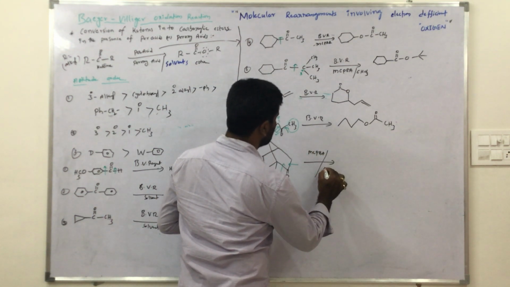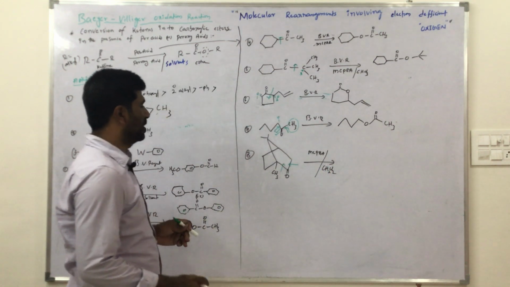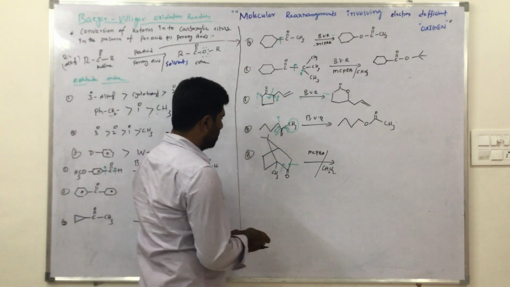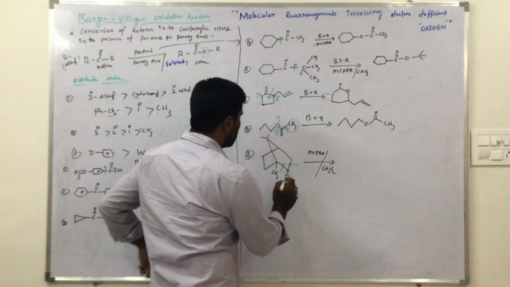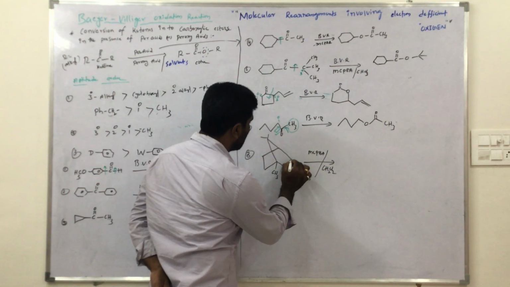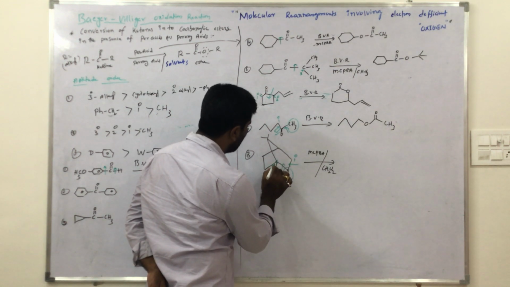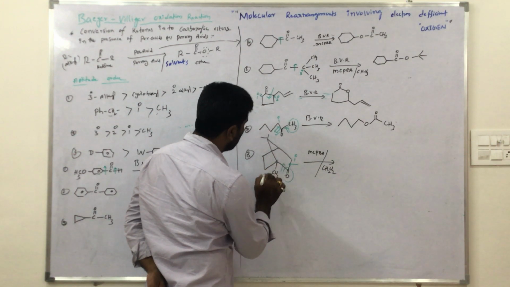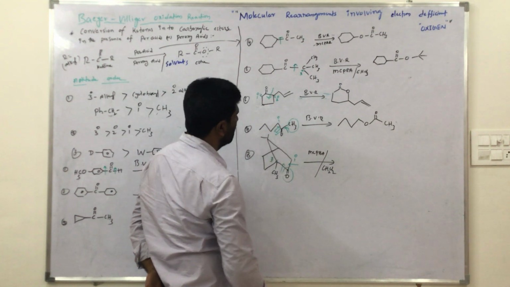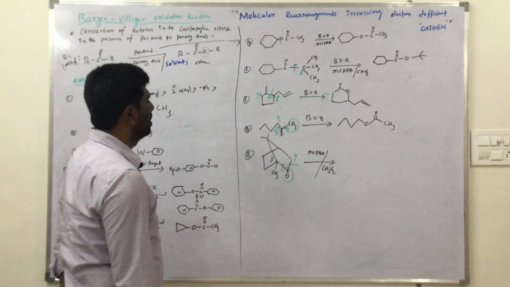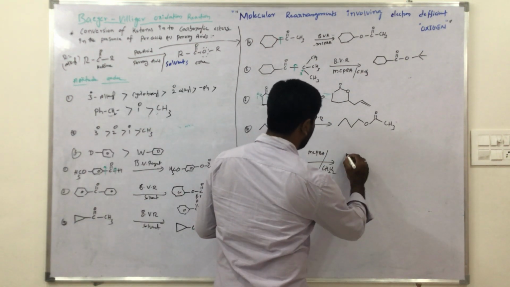MCPBA in the presence of CH2Cl2. Okay, this is the solvent. Now observe the carbon atoms next to the keto group. This is the keto group. This is the carbon having one bond, that means this is primary. Here this is carbon 1, 2, 3, 4. So this is carbon 1, 2, 3. This is tertiary. Okay, right? Which is more preferable? Tertiary is more preferable. Now what is the structure?